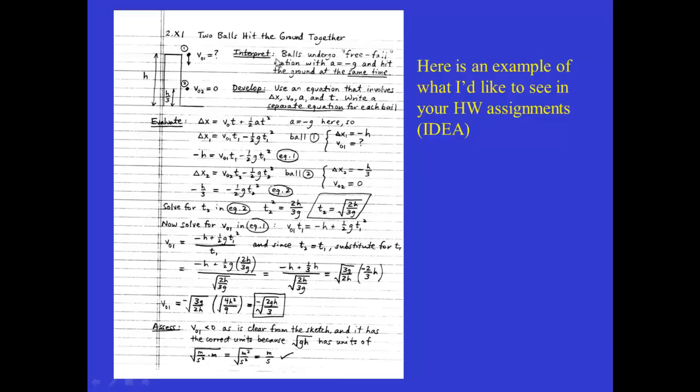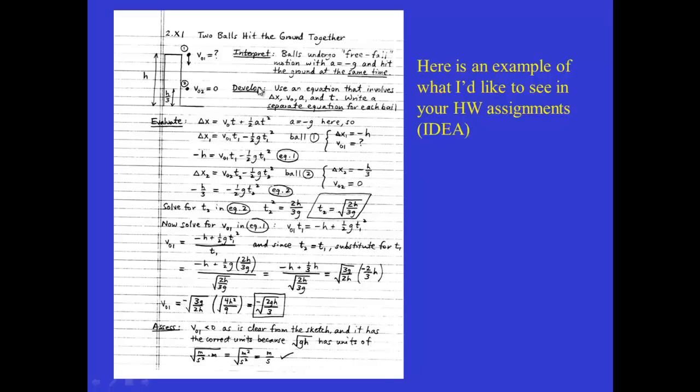So, interpret. We begin with some understanding of what the problem involves. And here we're talking about free fall motion with a constant downward acceleration and the balls hitting the ground at the same time. This step will usually also involve a sketch that should at least show the initial situation. And in some problems it would be good to show the final situation as well. Develop. We want to develop a plan of attack.